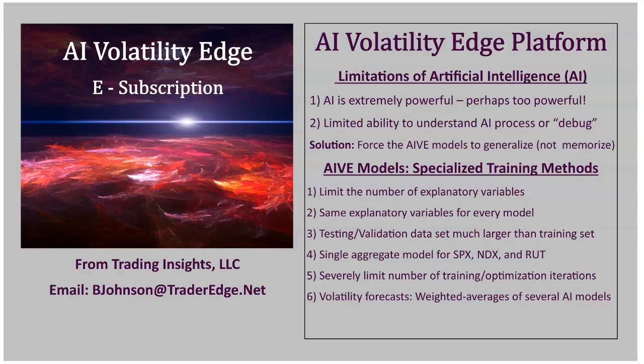But by being able to include the right types of variables that's able to explain the structural relationships between price changes and volatility and implied volatility, I was able to use a single model for all 3, and as a result of that, that effectively tripled the amount of data observations that I had access to historically, which once again made it much more difficult for the model to memorize and forced it to generalize on the underlying relationships. Number 5, severely limit the number of training or optimization iterations.